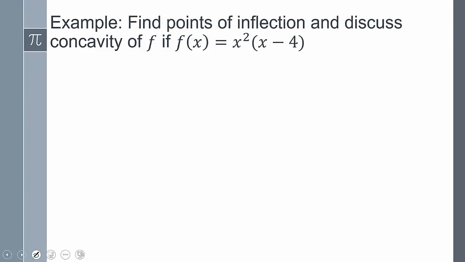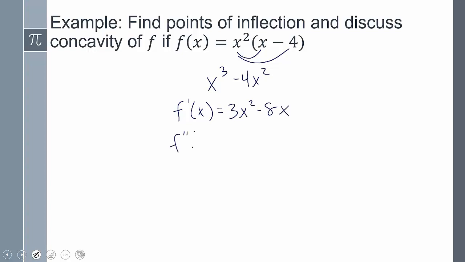So let's look at a few other examples. This one says find the points of inflection and discuss concavity of f, if your function equals that. Probably the first thing I can do to make it easier is distribute that through. Now I can take the derivative. That's 3x squared minus 8x.